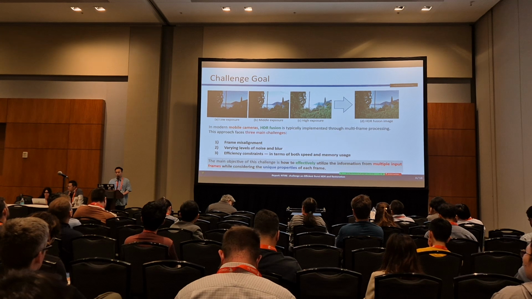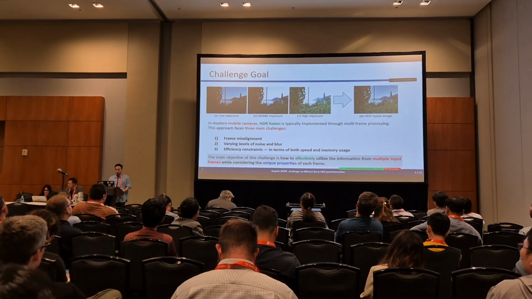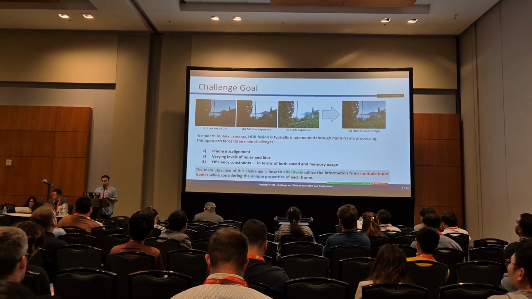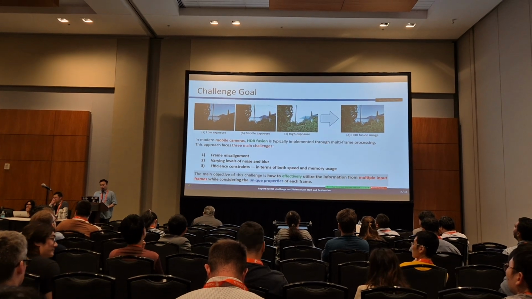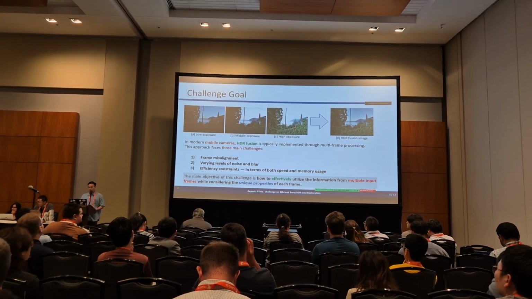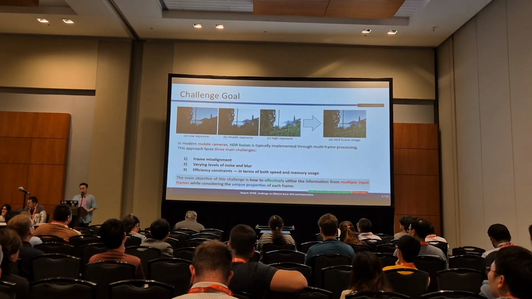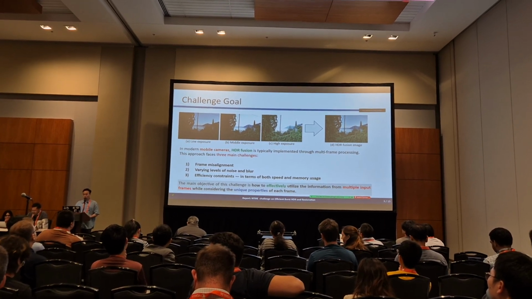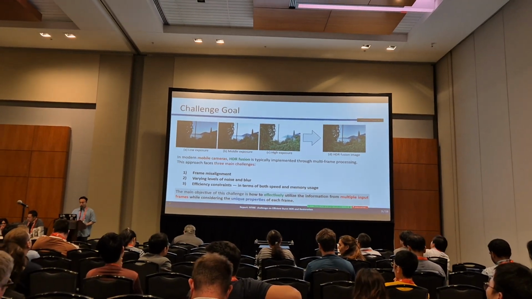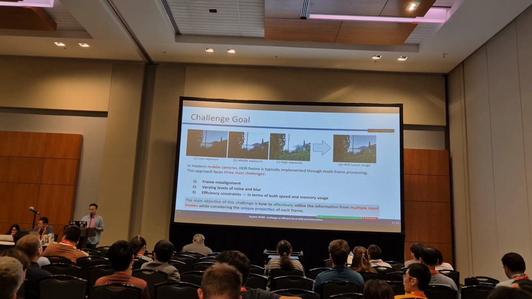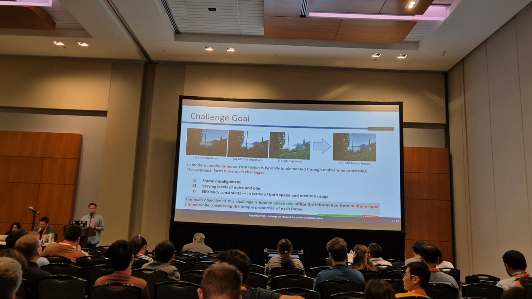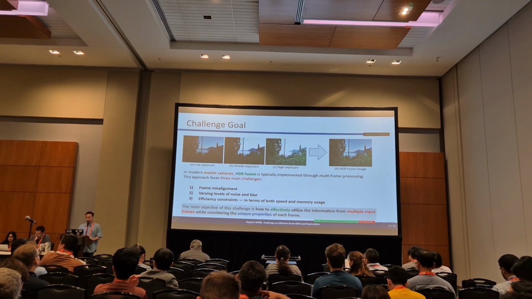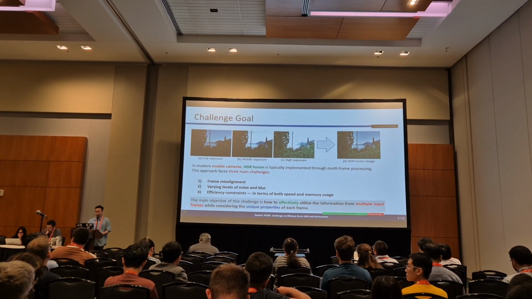The first one is frame misalignment, which means there is a small time gap between each input frame, so the frames are slightly misaligned. The second point is that there are varying levels of noise and blur because of the different levels of exposure time. And the third one is that it has to be implemented on mobile devices. It is important to construct an efficient solution in terms of both speed and memory usage. So the main objective of this challenge is how to effectively utilize the information from multiple input frames while considering the unique properties of each frame.